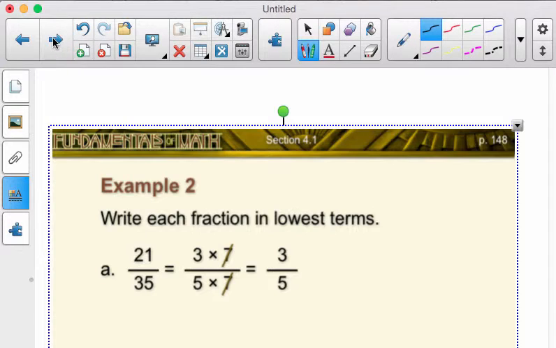Now this is what I want you to do. This one just shows you the exact same thing. 21 over 35, when we reduce it, we divide both by 7 because that is the greatest common factor, and we get the fraction of 3/5.